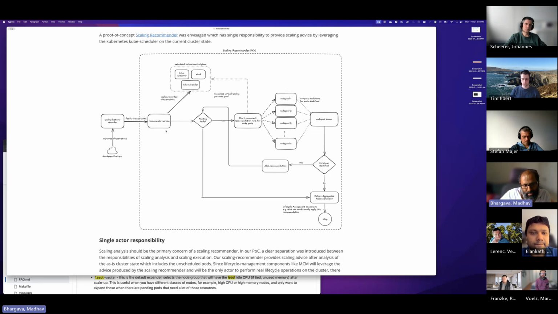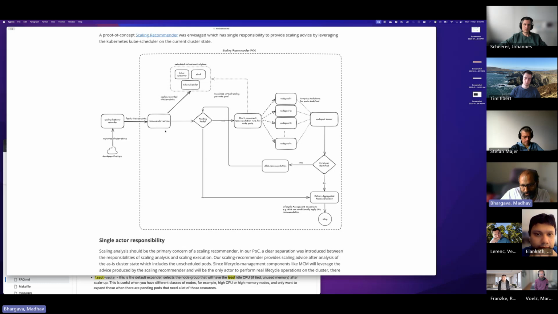Then we clearly segregate between who makes a recommendation and who applies the recommendation. The purpose of a recommendation engine, recommendation service, or scaling recommender, whichever name we call it, the name is not final, is to look at the as-is cluster state, simulate the as-is cluster state, and run the scheduler on it to see what is the best recommendation for the node. Can it actually schedule something? If yes, what are the nodes across all the different instance types and zones that are available? And how do you best distribute this across different zones? When you generate this recommendation, it can then be consumed by another actor, which does not make any recommendation, but can only accept or reject it.